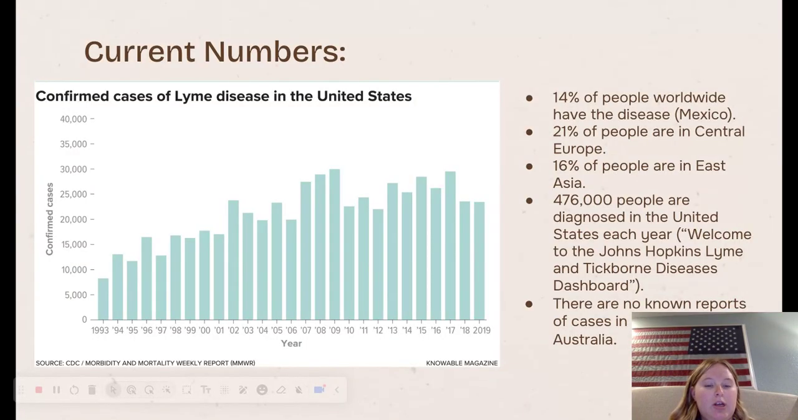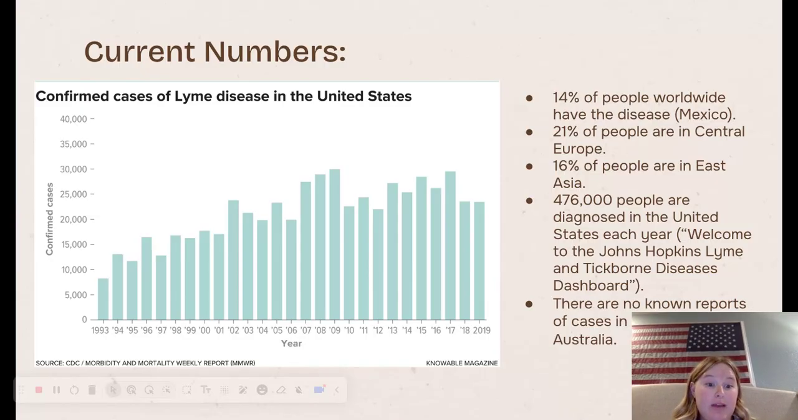So, looking at this data globally, 14% of people worldwide have Lyme disease, with Central Europe and East Asia having the highest prevalence outside of North America. And in the US specifically, 476,000 people are diagnosed each year. Upon doing other research, finding statistics of other countries was difficult because mainly North America and Europe have the highest amount of cases.